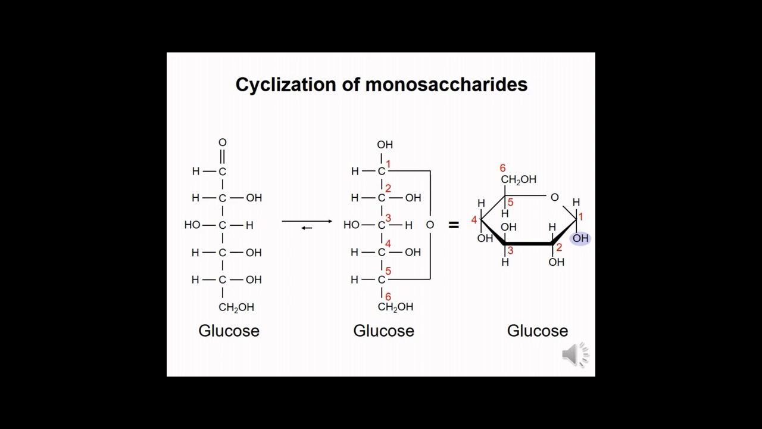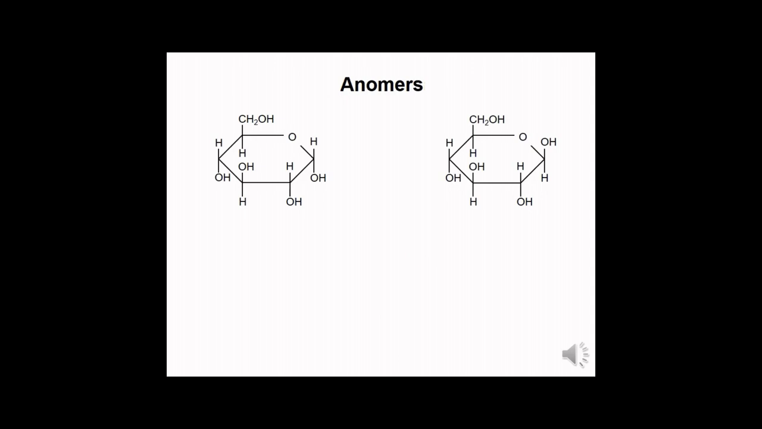Which position it ends up in depends on the angle at which the hydroxyl of carbon 5 attacks the carbonyl during the cyclization reaction. This means that there are 2 possible ring structures for D-glucose, shown here. They differ only in the position of the hydroxyl group on the carbon that used to be doubly bonded to oxygen. This carbon is called the anomeric carbon, and these structures are said to be anomers of each other.